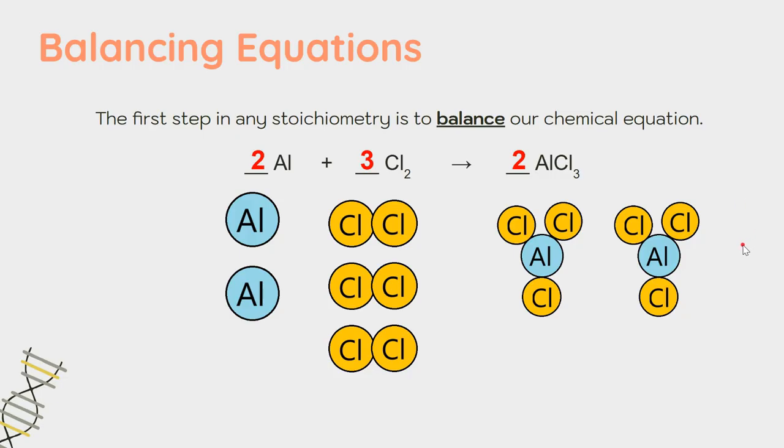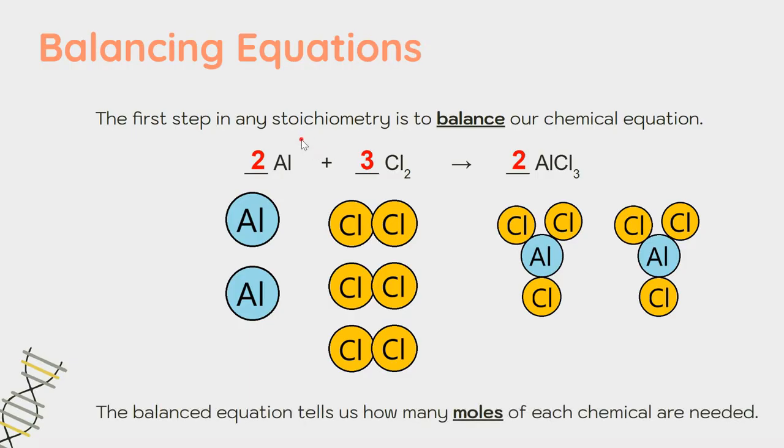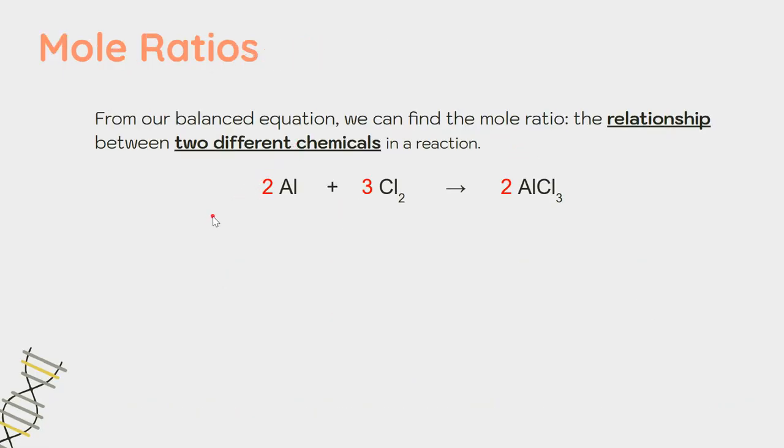Instead of representing atoms and molecules, these numbers in front of our balanced equation, 2, 3, 2, can represent the moles of each chemical. And this is going to be very important in predicting how much product we can create. So from this balanced equation, the same one on the last slide, we can find something called the mole ratio. And the mole ratio is the relationship between two different chemicals in a reaction.